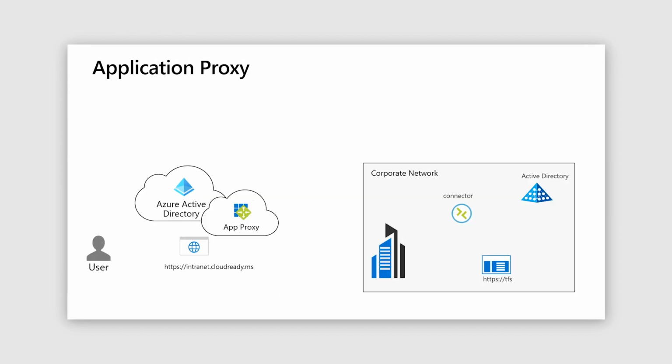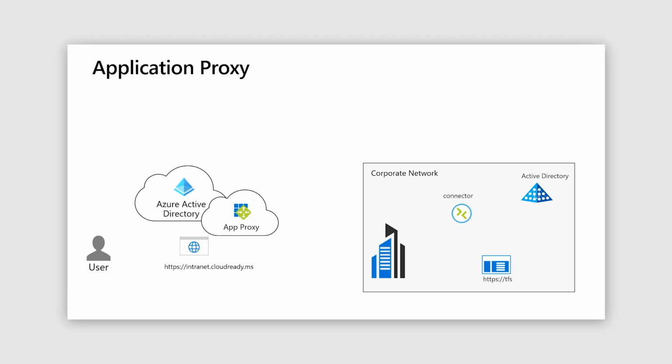Usually, you have the typical scenario where you have a particular app hosted on-premises, like in this example, our TFS application, that your users regularly access via the network. And now you want to provide remote access to this app so that they can access the application when they're not connected to the network.